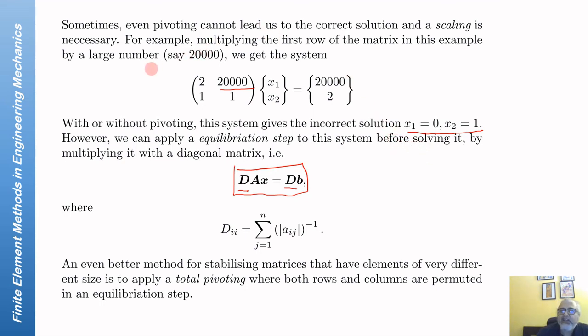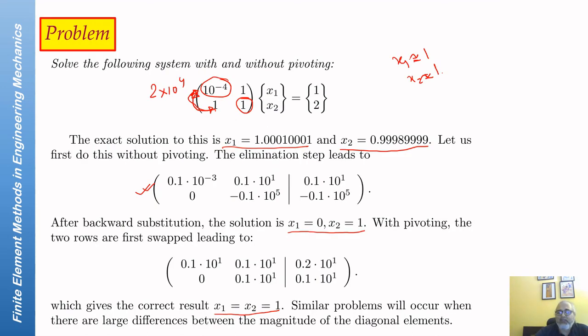You will not get that even by pivoting. So there may be situations where even pivoting will not give you the correct answer, will not converge to the correct answer, but most of the time, pivoting is highly recommended because it stabilizes the solution.